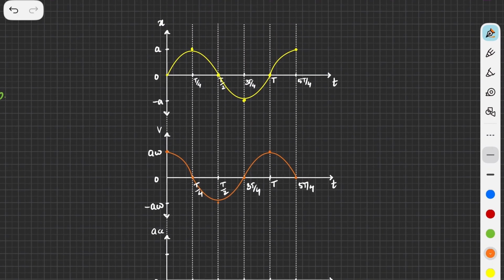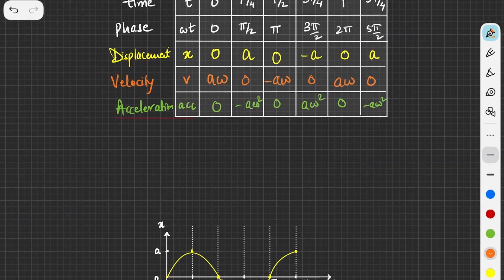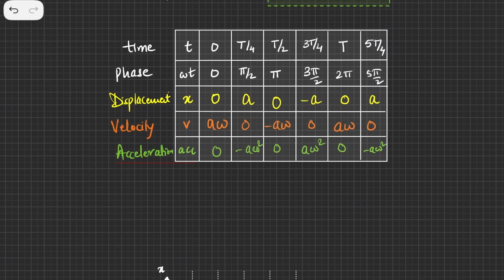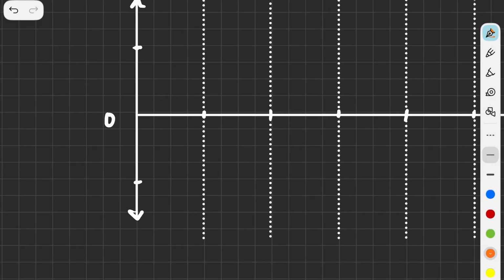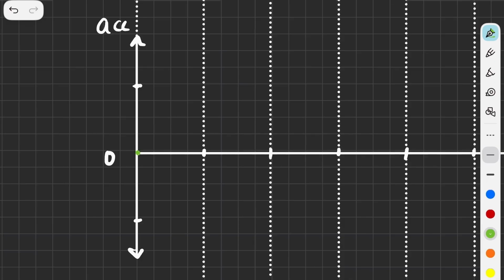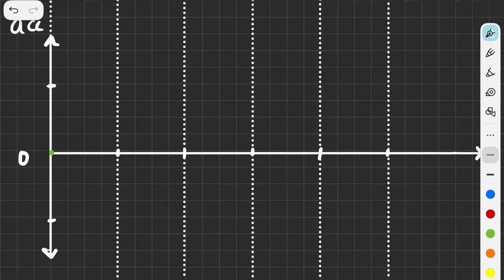Now we can also plot for acceleration as well. If you note 0, 0 and then t by 4 minus omega, that means the graph for our acceleration starts from 0 and goes to the negative side. So I can just plot this graph like this. So it starts from 0. Oh, I made a mistake. This is maximum, this is 0, and this is t, this is t by 2, this is t by 4, this is 3t by 4, and this is 5t by 4.